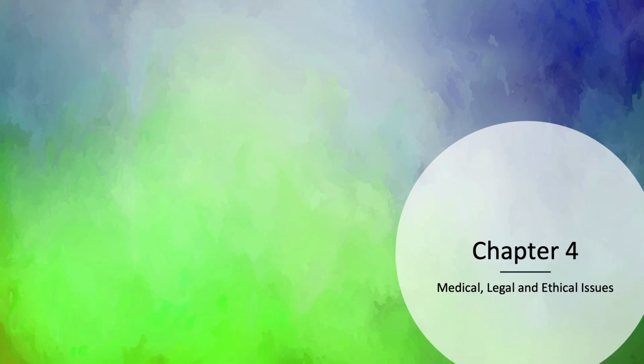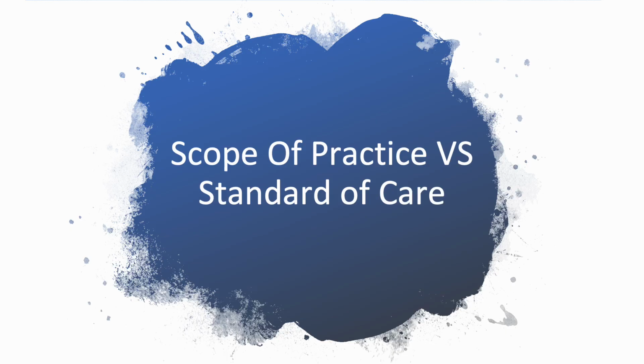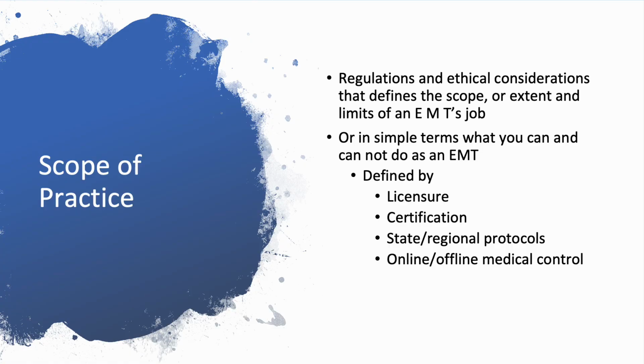All right, Chapter 4, Medical, Legal, and Ethical Issues. We're going to start with something that confuses a lot of people, but it's important to understand the difference of, and that's scope of practice versus standard of care. So scope of practice is going to be considered regulations and the ethical considerations that define what you can do. So these are the extent or limits of your job. In pretty simple terms, it's what you can and cannot do as an EMT.